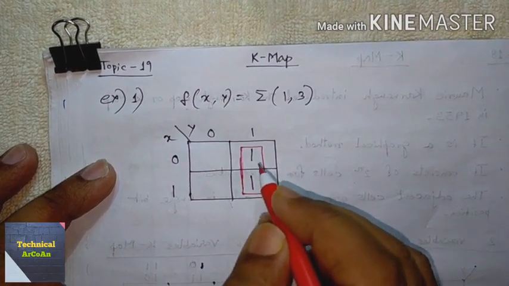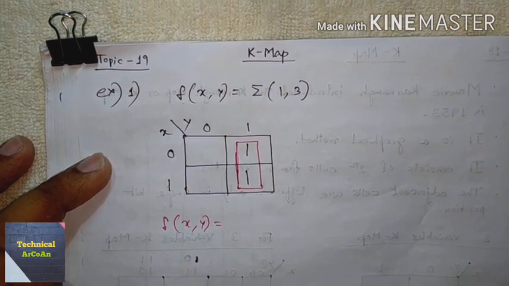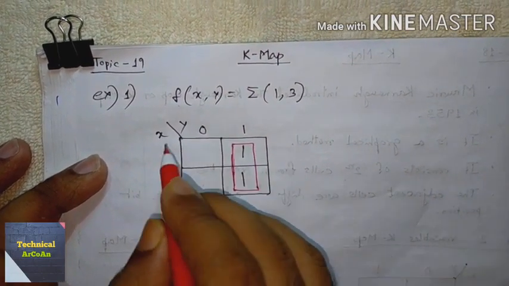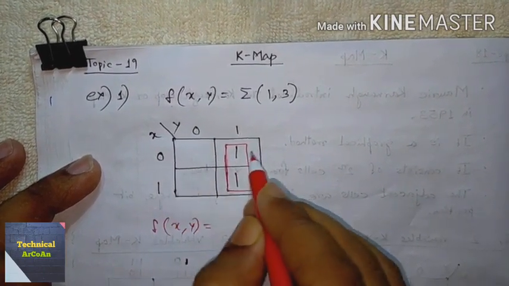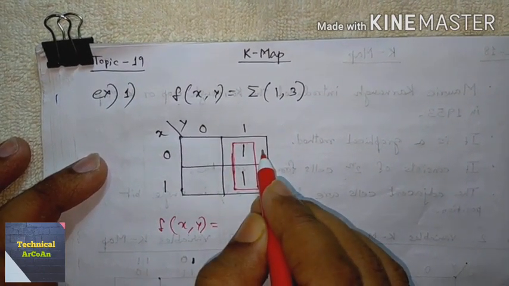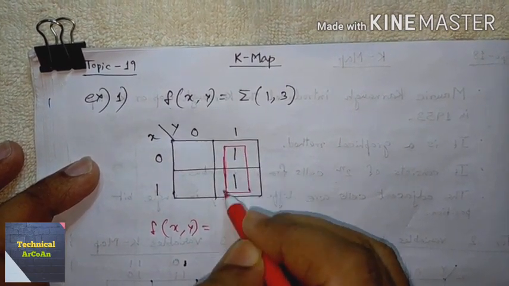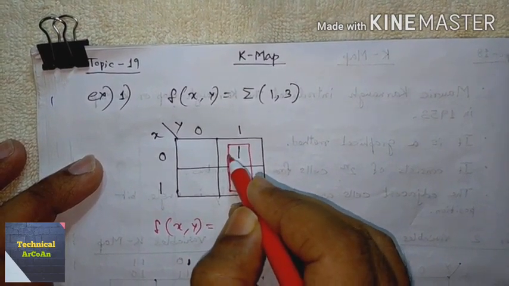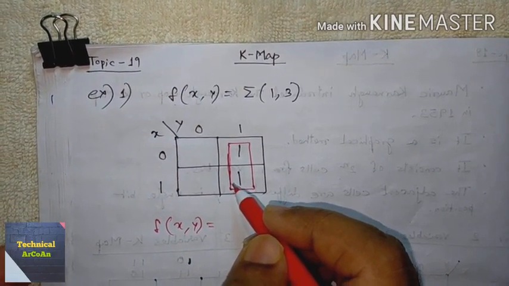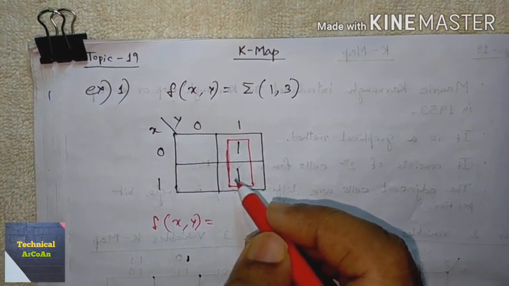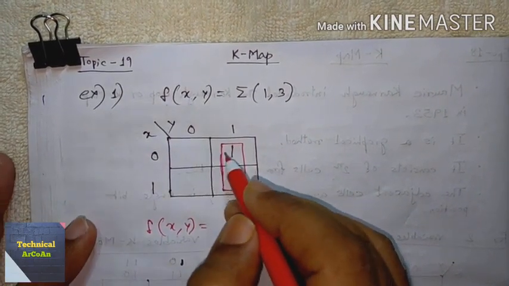Now we simplify that. When we simplify from this Carnot map, what will be the result? First think about the value of x. In this row the value of x is 0 and in this row the value of x is 1. That means between these two rows x changes from 0 to 1, the bit is changed. If the bit is changed, then we never take that variable within a term or within the result. So x is not taken.